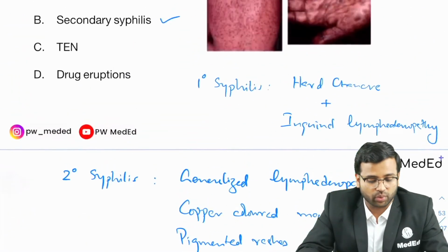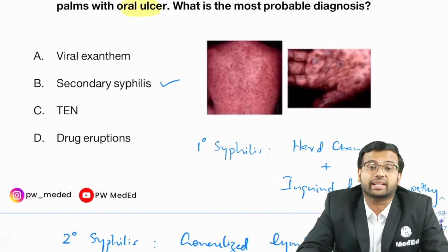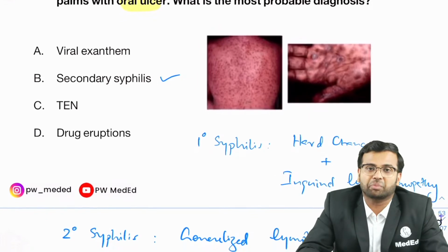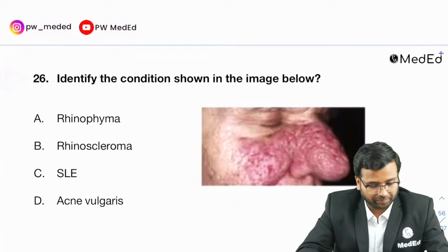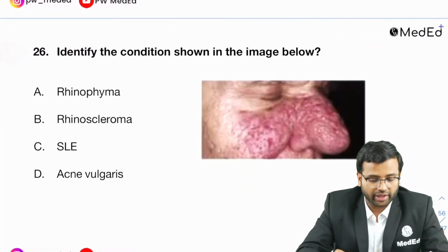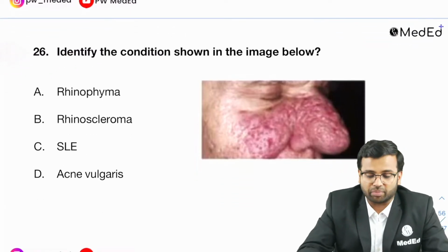So I hope that this question is all clear. Here the right answer was secondary syphilis because of the typical lesions that have been mentioned in this question. Now let's move to the next one. Identify the condition that is shown in this image below.